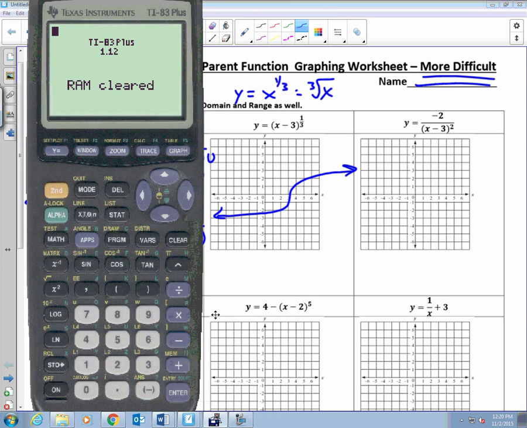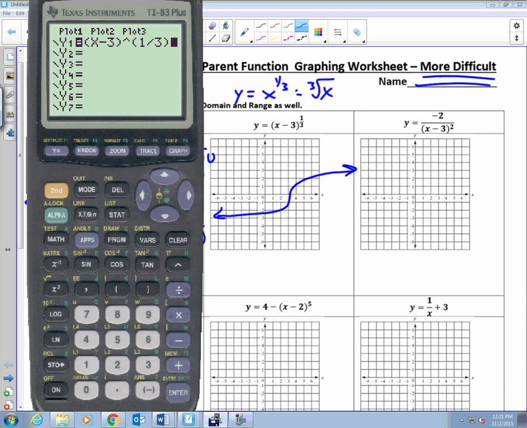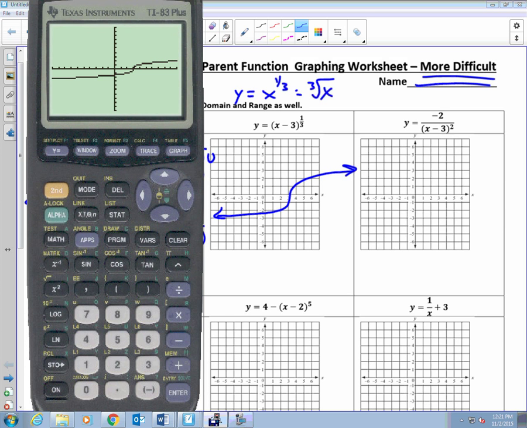Again, you can always take these and you can plug them in if you're wondering if they're correct. X minus 3, parentheses, to the 1 divided by 3. That's how I type it in. Press graph. There you go. All right. Looks like a complicated graph. We sketched it just like that. Domain. All real numbers. Range. All real numbers. Good. Uh-oh, what's different about the next one? What's the parent function?